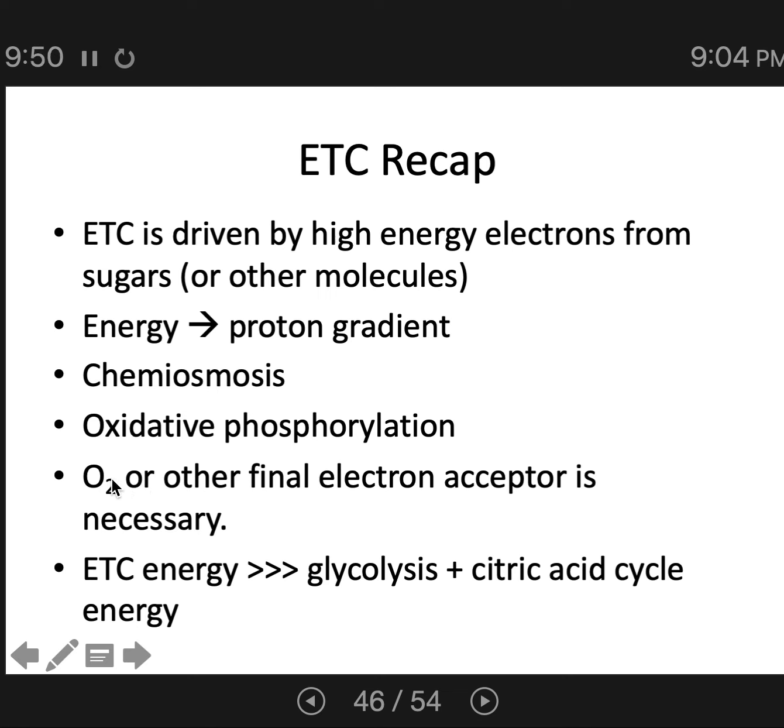But in anaerobic electron transport chains, it could be a different final electron acceptor. Oxygen or another final electron acceptor is necessary to clear the electron transport chains so that electrons can keep moving through, keep making that proton gradient, keep allowing ATP production by the movement of protons down that concentration gradient. The electron transport chain generates most of the energy from respiration, whether it's aerobic or anaerobic, it doesn't really matter. Electron transport chains, whether aerobic or anaerobic, generate far, far more ATP than glycolysis and the citric acid cycle combined.